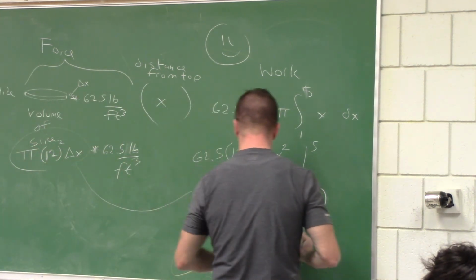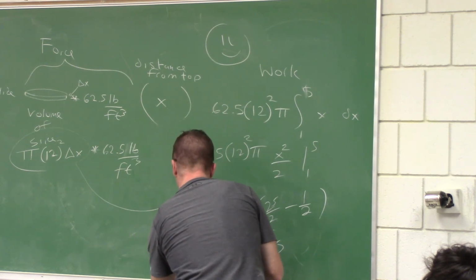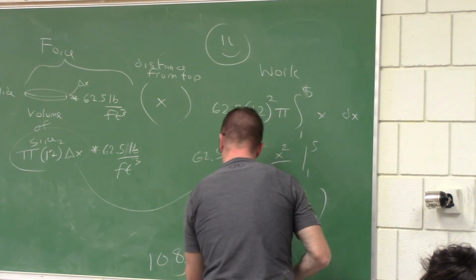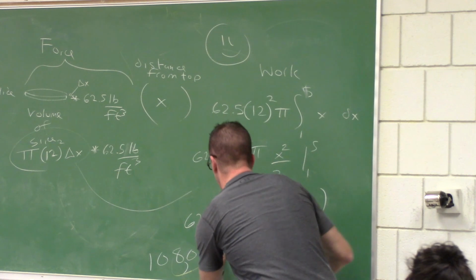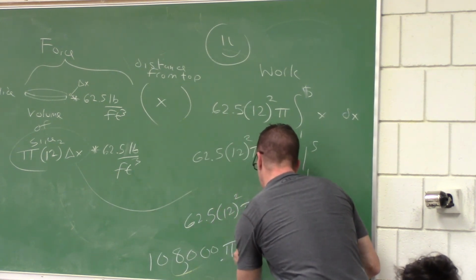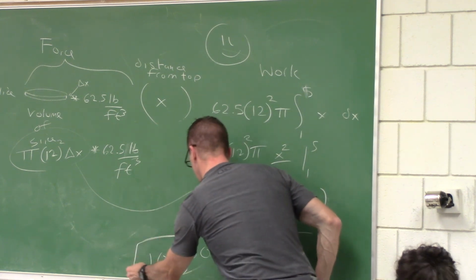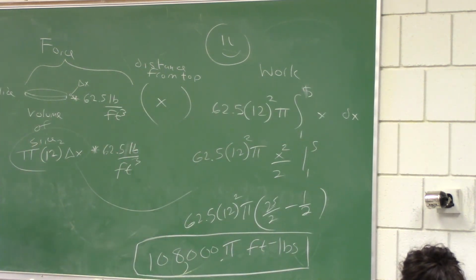My final number is 108,000 foot-pounds with a pi though. I kept the pi in it. I didn't multiply the pi. I'll put pi foot-pounds. Anyone care with that? Y'all get the same?